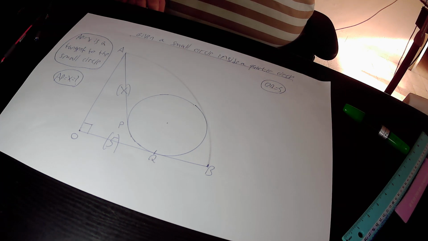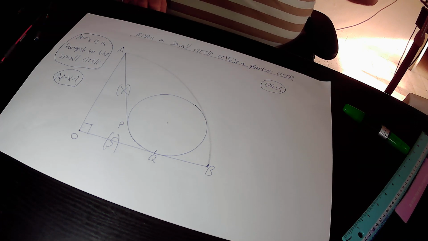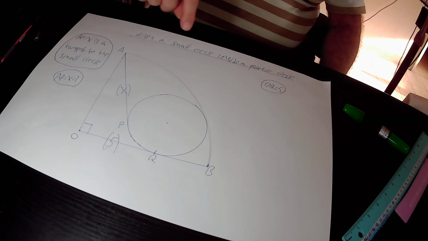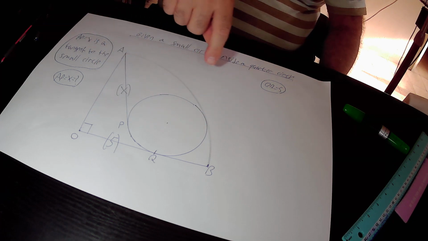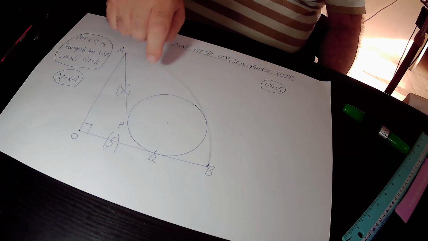Our mission in this second question is to find out the length of this tangent AP, which is equal to x. We have to find out the value of x. So in the drawing we have quarter circle AOB. This is the quarter circle AOB. And inside this quarter circle we have this small circle.